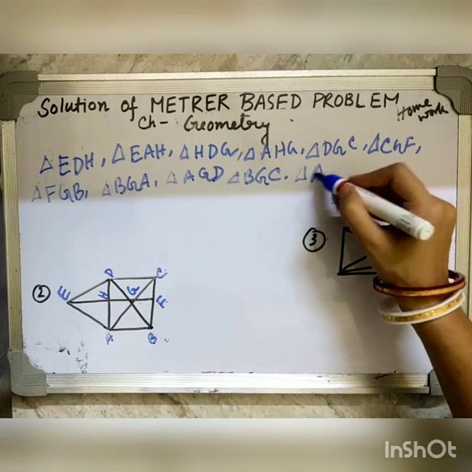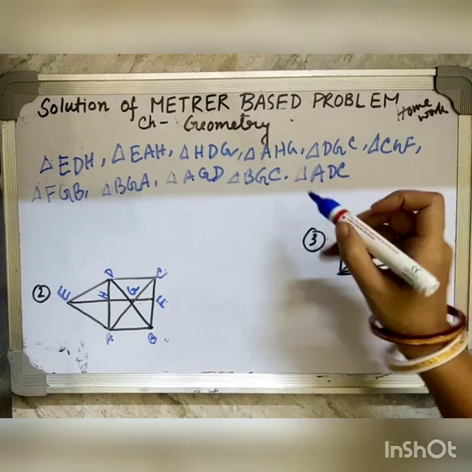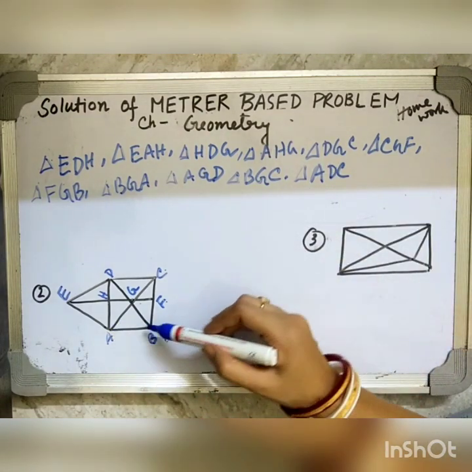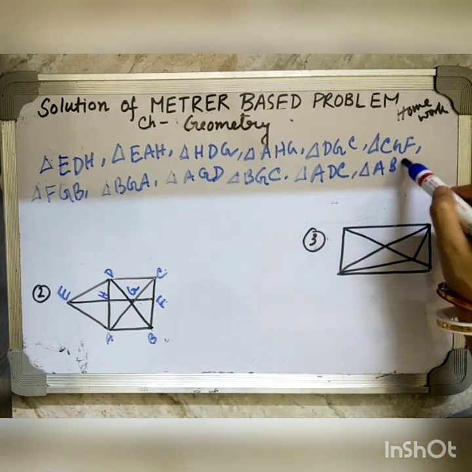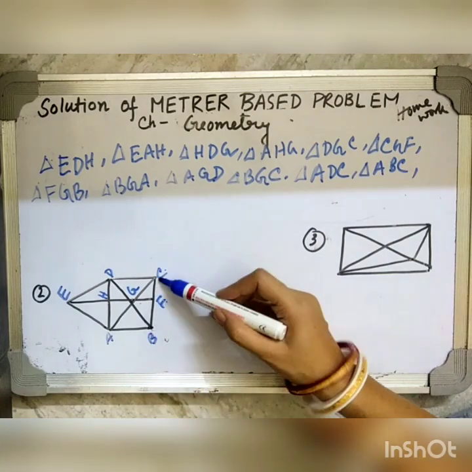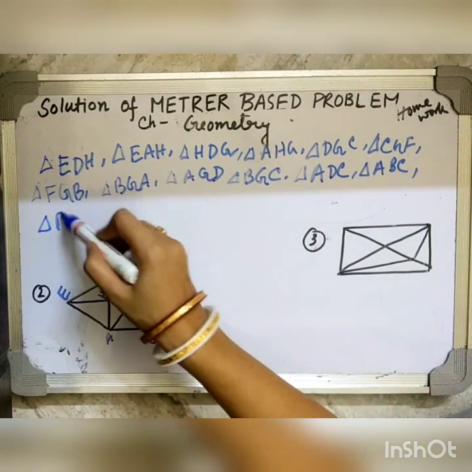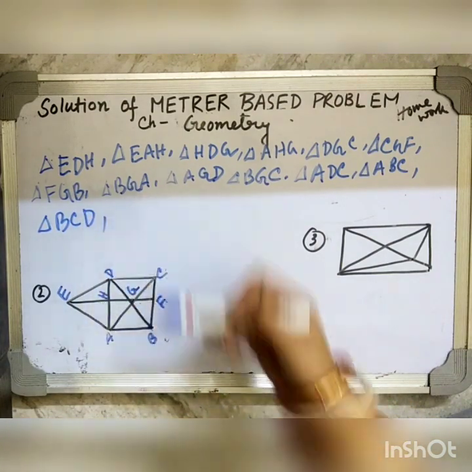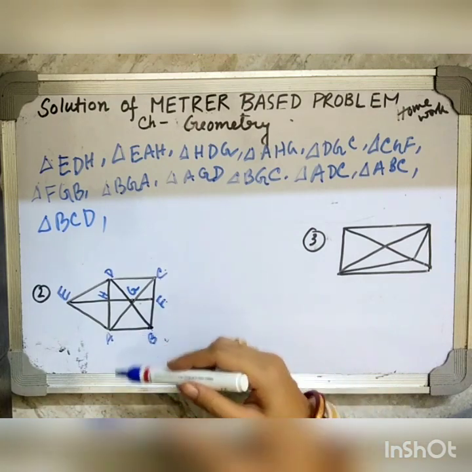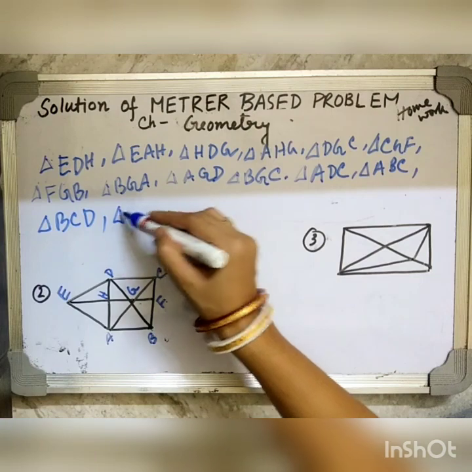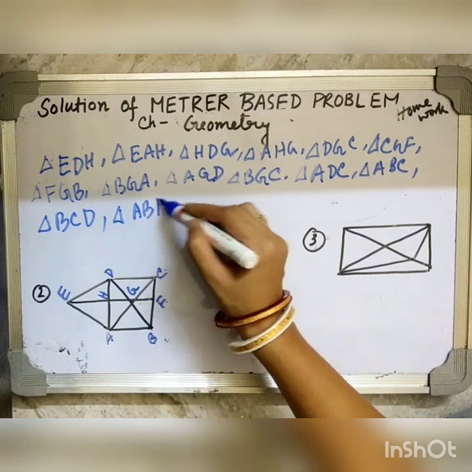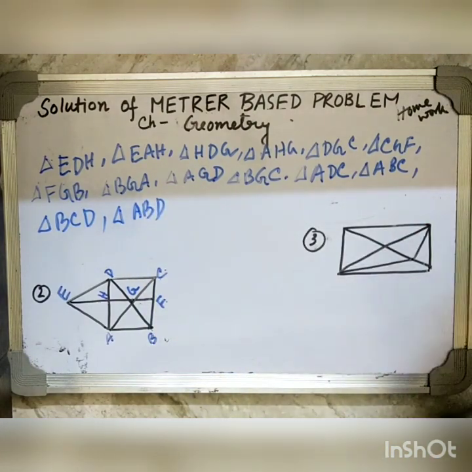Triangle ADC. The same will be happening for ABC. Triangle ABC. Next one BCD. Triangle BCD. And for this one, triangle ABD. Triangle ABD. Now let's find any more triangle.